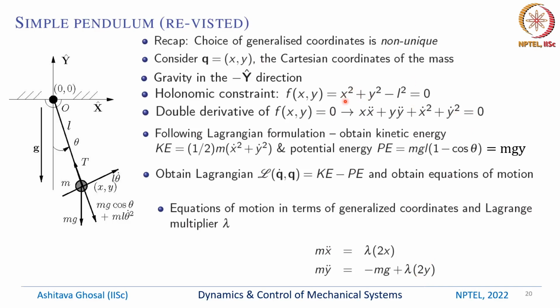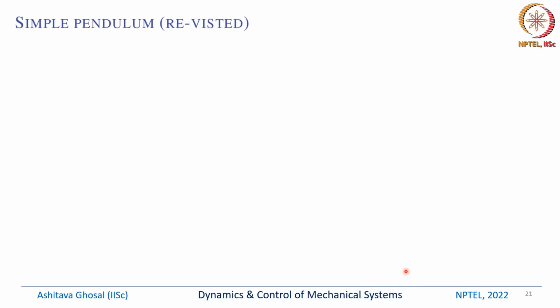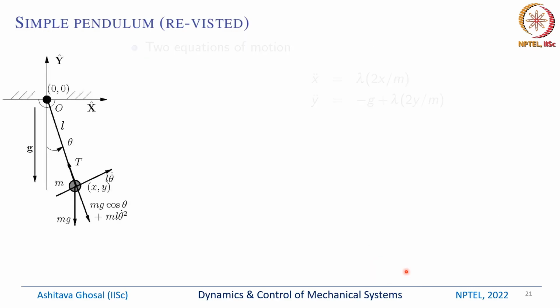As I said, you will get 2x into x dot plus 2y into y dot. That 2x and 2y we need to multiply by lambda, because the constraints are psi transpose lambda. So we will get these two terms. So let's continue. I have two equations of motion. One of them is x double dot is lambda into 2x by m, and the other one is y double dot is minus g plus lambda into 2y by m.